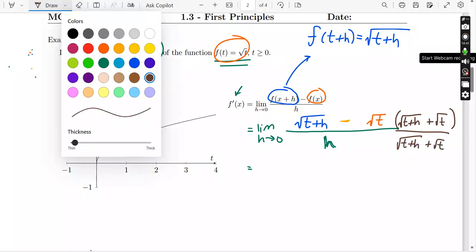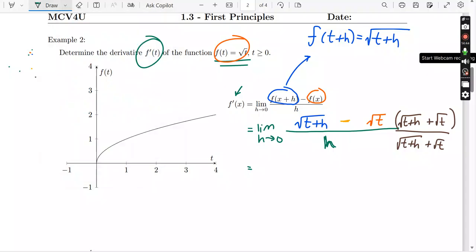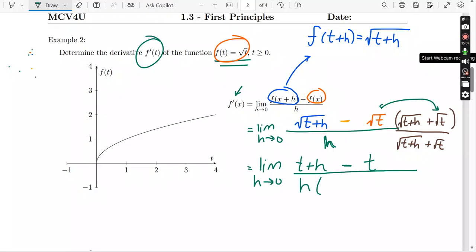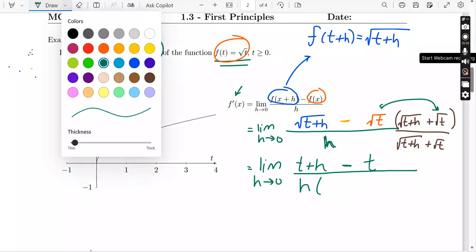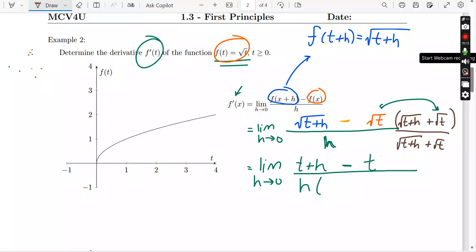Okay, and if you're not sure how I'm doing all this, in my previous lesson, at the very end of it, I explain how this method works. Okay, so then up top, I'm just going to have t plus h, because a square root times a square root will get rid of the square root, minus t, because square root of t times square root of t would just be t. And at the bottom, everything just stays status quo. I'm going to copy down the conjugate. So that's root t plus h plus root t.